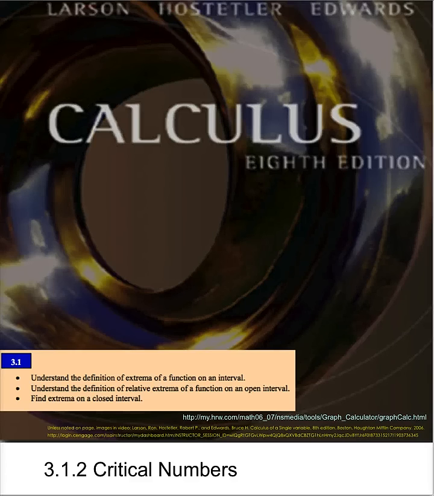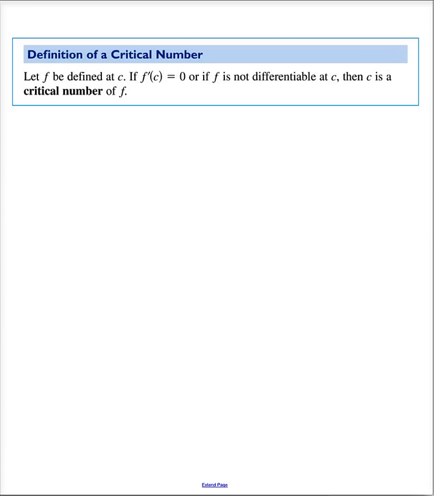Now let's talk about critical numbers. Let's define what they are. Suppose f is defined at c. If f prime of c is 0, or if it's not differentiable at c, then we're going to define this to be a critical number.